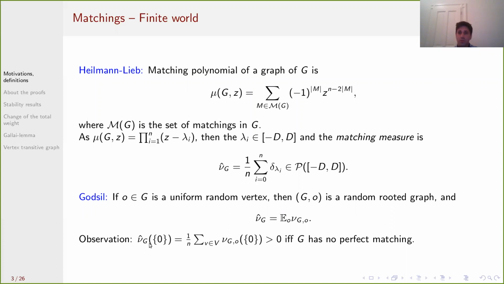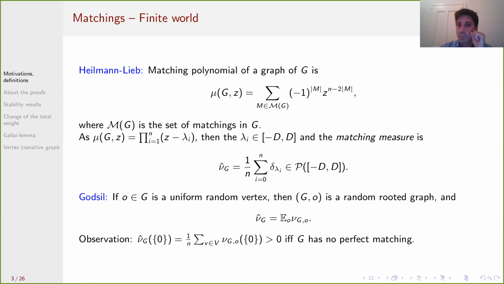So we see that already the weights of the atoms encode this kind of information, and because of this previous average definition, we can rewrite the atom of the matching measure as the average weight of the rooted matching measures. So in other words, every vertex has some contribution to the weight of the matching measure. So importantly, if this quantity is positive, it means that there has to be at least one vertex where this rooted matching measure will have positive measure on the zero set.